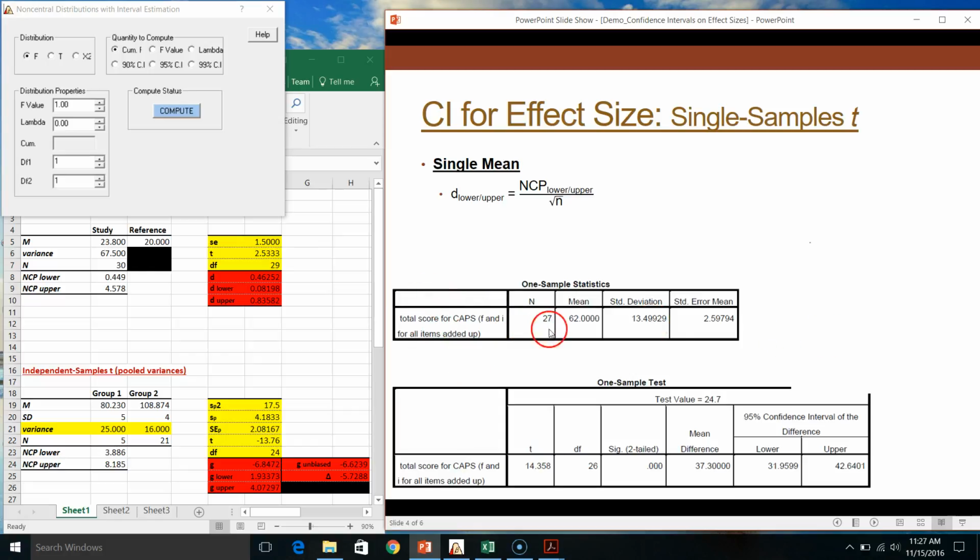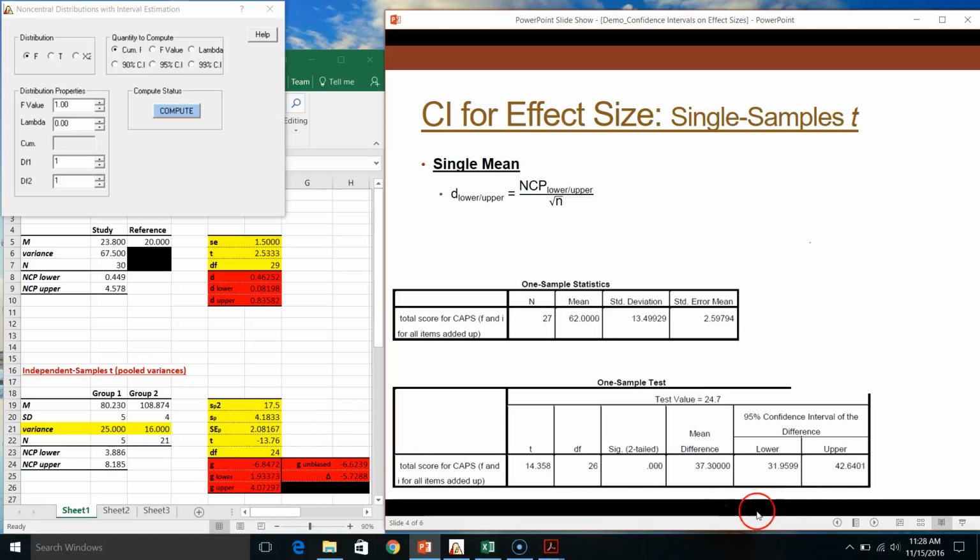Okay, so we've got our number of participants, 27 people. We have a mean of 62 for the CAPS, a standard deviation of 13.499. If you remember, the sample of motor vehicle accident survivors who don't have PTSD has a CAPS score of 24.7. So essentially, we want to say, is our sample diagnosed with PTSD reliably different than this reference sample of motor vehicle accident survivors who didn't have PTSD? So we're comparing our mean of 62 with a test value of 24.7. Here's our test statistic and our degrees of freedom. We see a t of 14, clearly meeting our criteria for statistical significance.